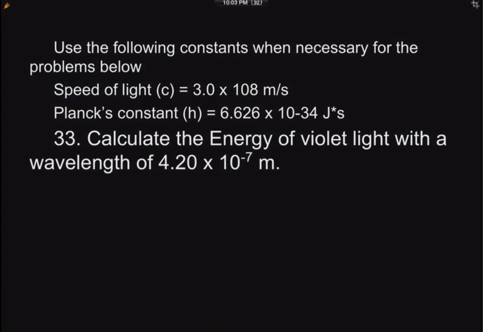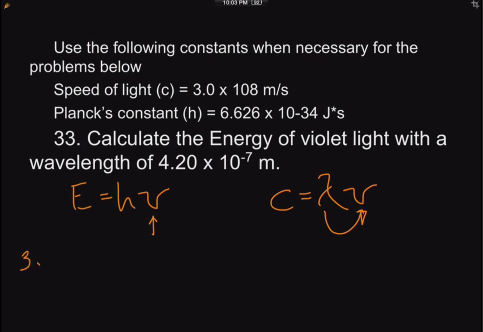Calculate the energy of violet light with a wavelength of 4.2 times 10 to the negative 7th meters. So what they did here was they're asking for energy, but they didn't give us the frequency. They gave us the wavelength. So we have to go back to wavelength times frequency equals speed of light. We can use the wavelength to find the frequency, and then we can use the frequency to find the energy. So step 1 is 3.0 times 10 to the 8th divided by the wavelength, 4.20 times 10 to the negative 7th meters.